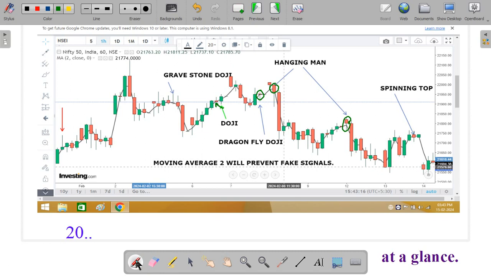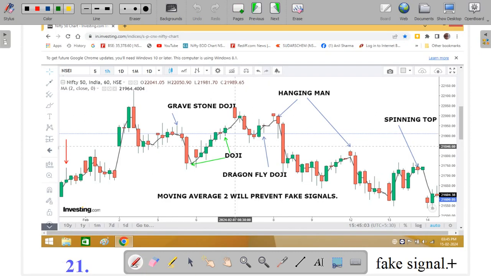Next slide we see here. Now this is a fake signal which I am talking about, and how to deal with a fake signal. This is a completely fake signal. The price actually should have gone down. The color of the candle does not matter in these.